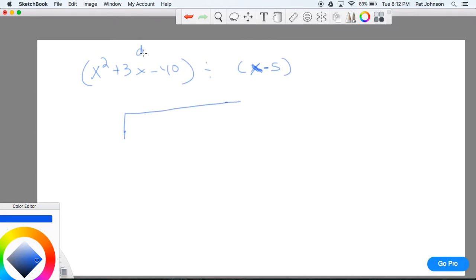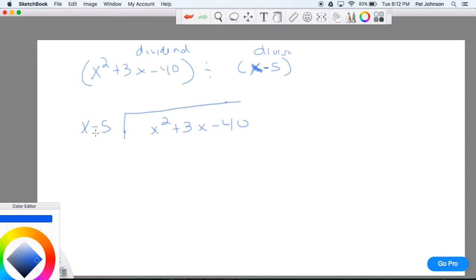Remember, this is the dividend, and this is the divisor. The dividend goes inside the box, so we want to make sure it's in degree order. In descending order it is x squared, x to the first, and minus 40. We have to have one of each. So it's x to the second, x to the first, and this is an implied x to the 0. Then the divisor goes right here, x minus 5. So how do we do this?